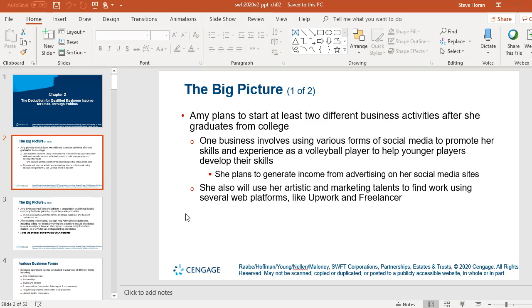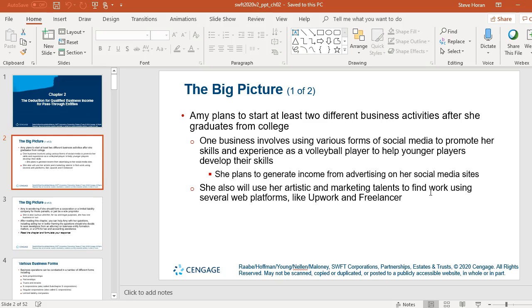She's going to start two businesses when she graduates from college. One of them will be to use social media to promote her skills and experience as a volleyball player to basically coach younger players. So she wants to generate income from advertising on social media sites. And then she also wants to be artistic and use her artistic and marketing talents to find work using several web platforms like Upwork and Freelancer.